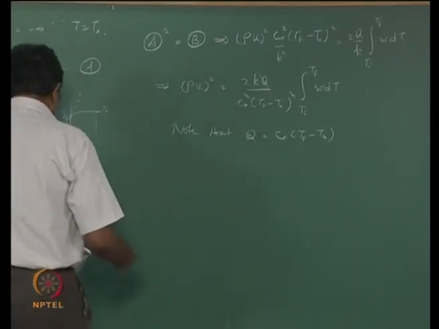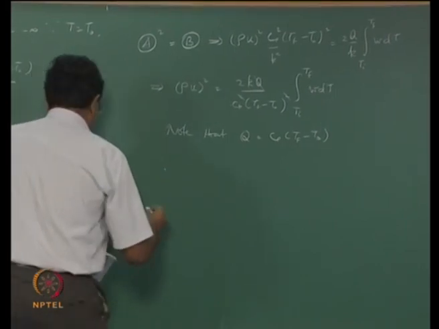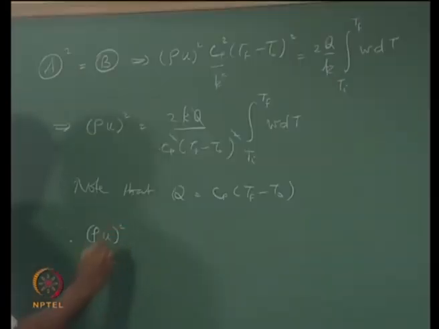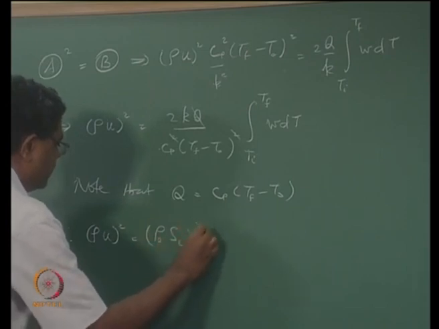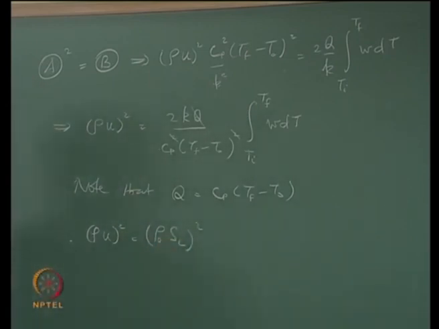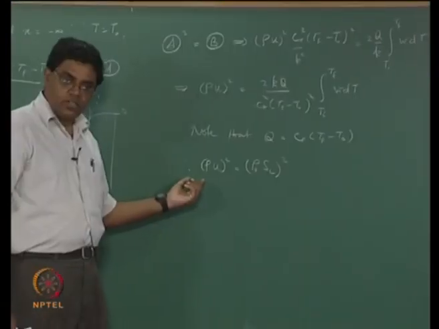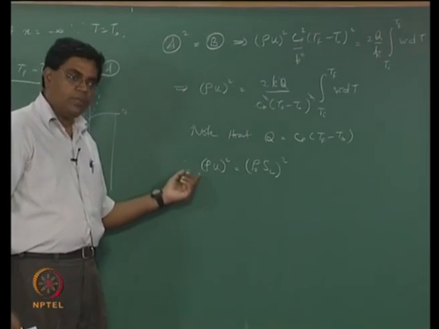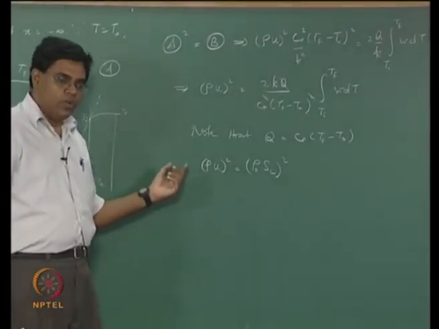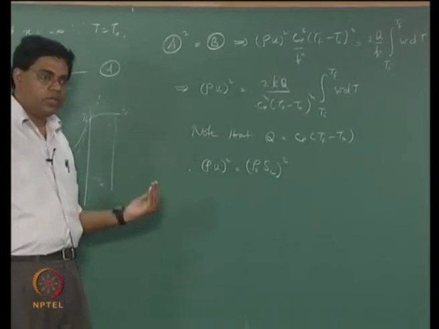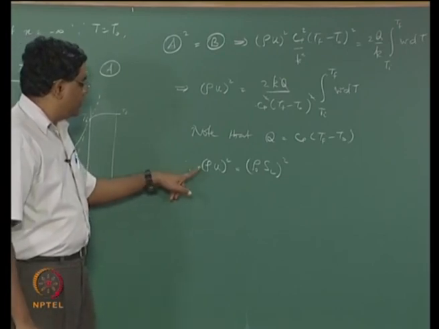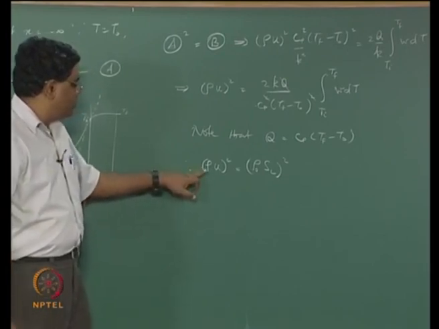So therefore rho u squared equals, and I will now for the first time introduce this notation, rho naught SL squared. This is basically notation. We could say rho u is a constant in one dimensional steady state. So rho u is the same as rho naught u naught. Rho u is also equal to rho infinity u infinity.